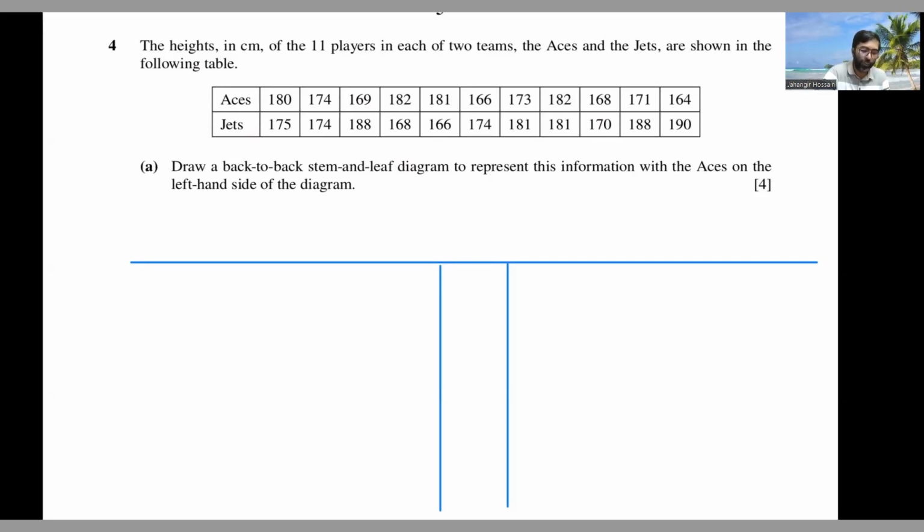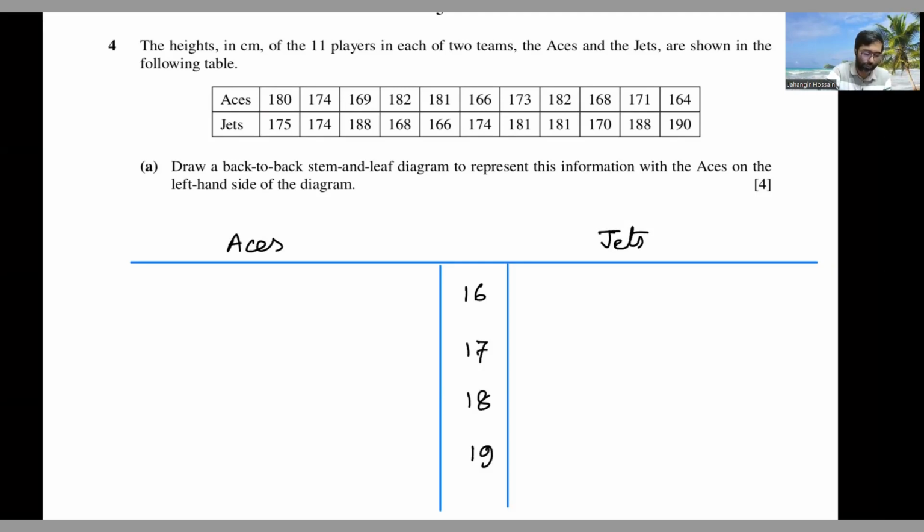What about the Jets? For the Jets, the shortest height is 160, and the largest, I think, is 190. So for the Jets, we need 16 to 19. So we have to combine these two. The stems will be 16, the smallest, then 17, 18, 19. Is there anyone in the 200s? No. Now Aces will be on the left and Jets on the right.